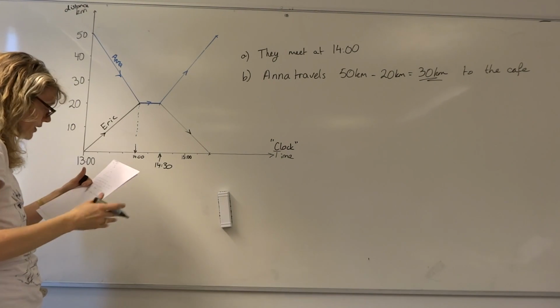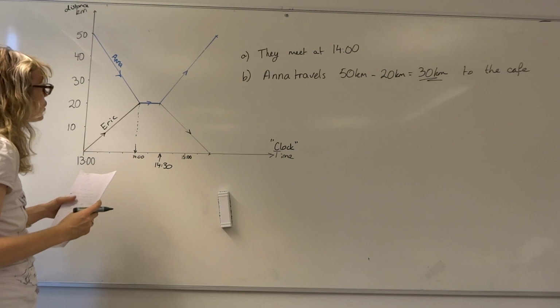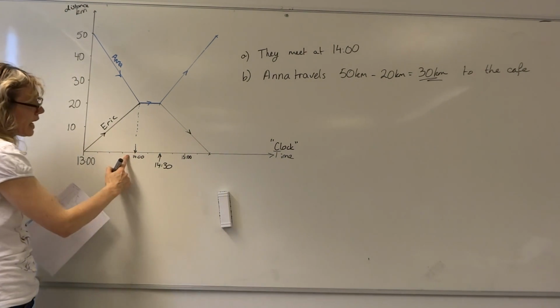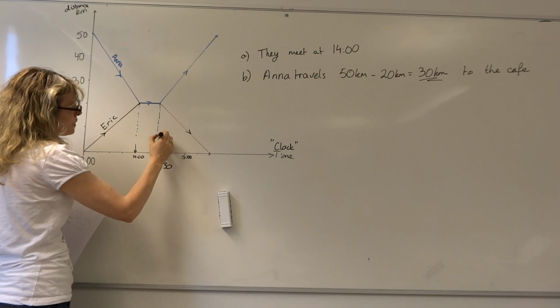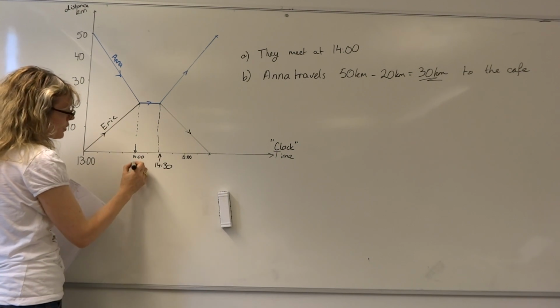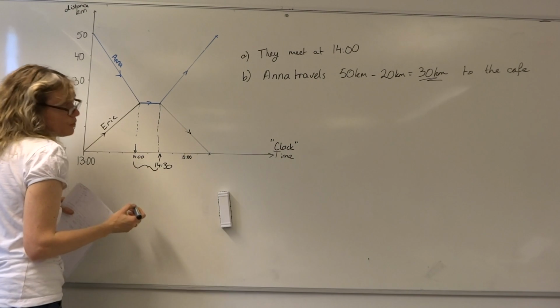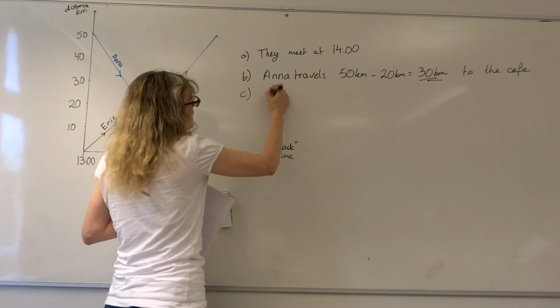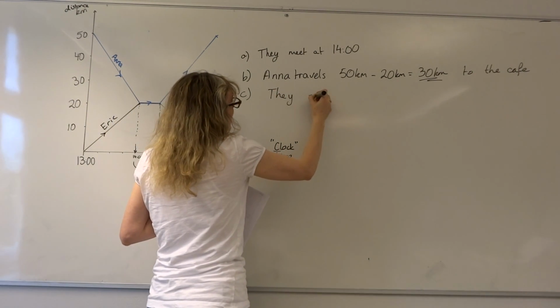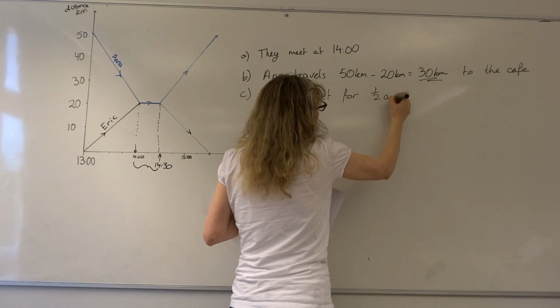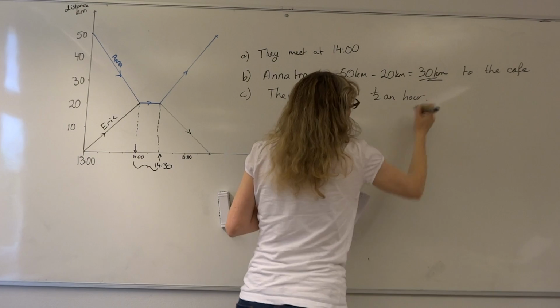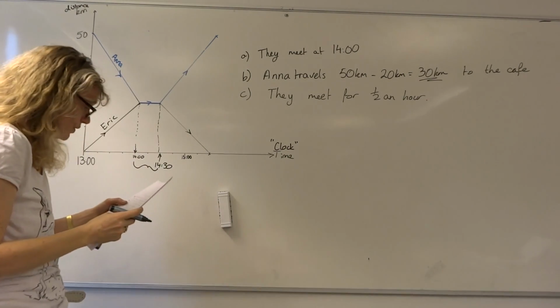Then it says for question 3, how long do they meet for? Well, in order to see how long they meet for, we have to see when they start going back to their respective homes. Read off the graph here. So they're meeting from 2 till 2:30. So C, they meet for half an hour. Half an hour or 30 minutes, it doesn't matter which one of those you choose.